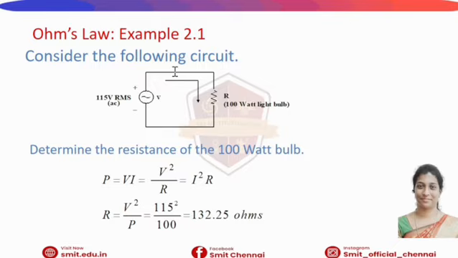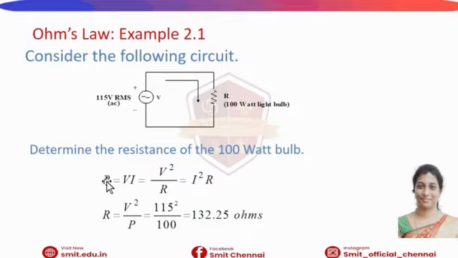Now we have one problem. We have a voltage of 115 volts RMS, an AC supply, connected to a resistor, a 100-watt light bulb. Determine the resistance of the 100-watt bulb. So what are they asking? They are asking the resistance value for the 100-watt bulb. So what is the formula for power? The power is the product of voltage and current.